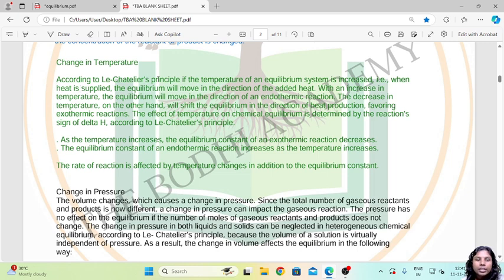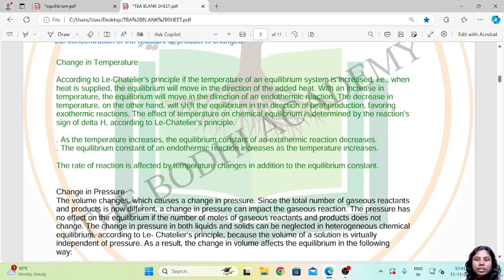Next, we have the change in temperature. According to Le Chatelier's principle, if the temperature of an equilibrium system is increased, that is when heat is supplied, the equilibrium will move in the direction of the added heat. Whether you add it to the reactant side or the product side, the equilibrium will move in that direction. With an increase in temperature, the equilibrium will move in the direction of the endothermic reaction.